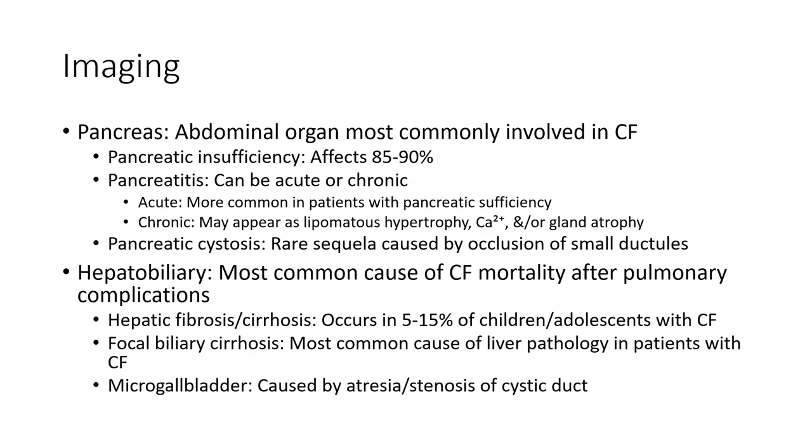Imaging: pancreas, the abdominal organ most commonly involved in cystic fibrosis. In cystic fibrosis, pancreatic insufficiency affects 85 to 90%. Pancreatitis can be acute or chronic, actually more common in patients with pancreatic insufficiency. Chronic may appear as lipomatous hypertrophy, calcification and gland atrophy.